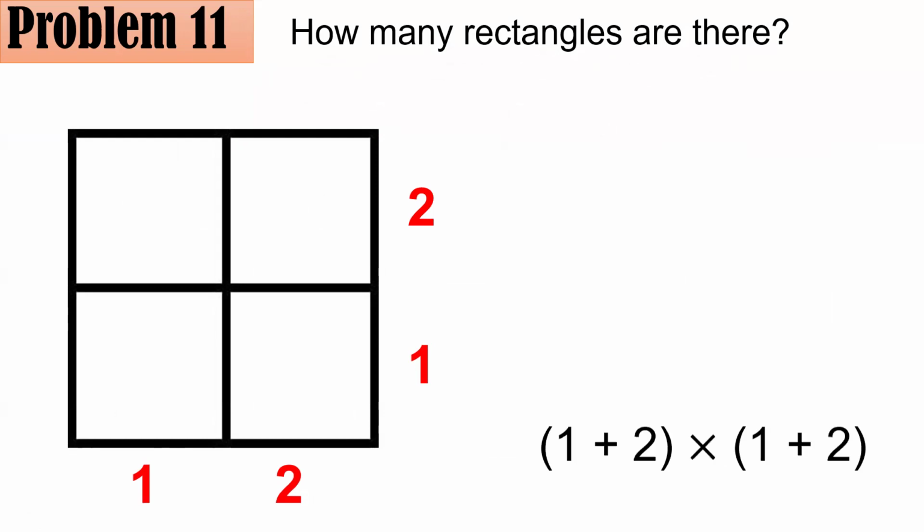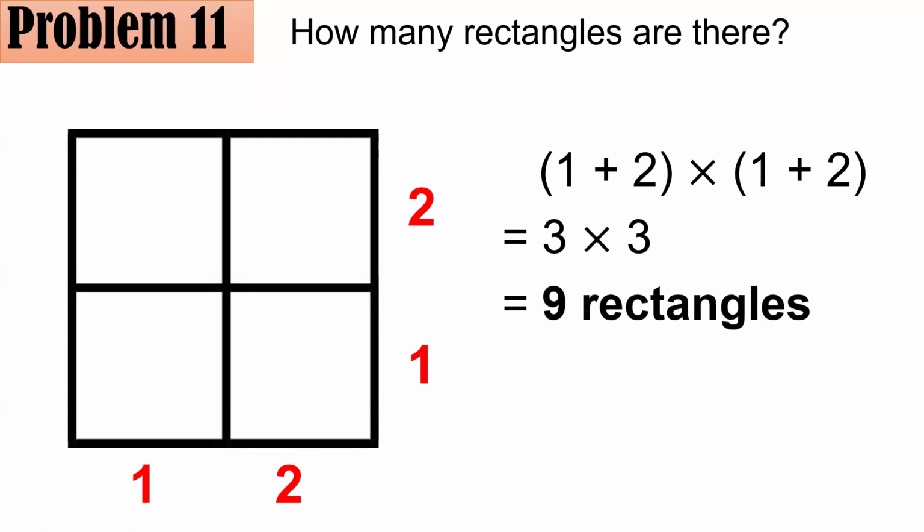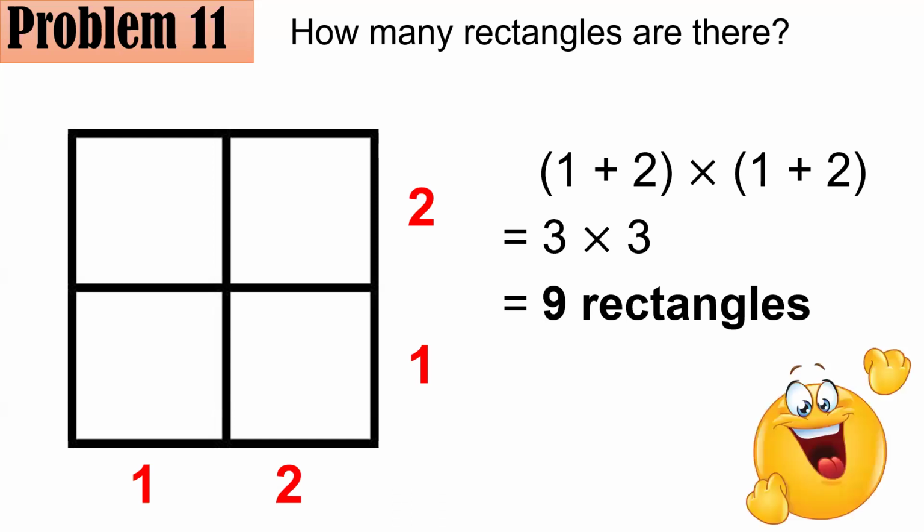And from here, what we have to do is what numbers you see here in the length, you add them. 1 plus 2, it's here. And the same thing should be done on the numbers here as in your width. 1 plus 2. Okay? And after doing them, you multiply. So 1 plus 2 is 3. And the other is also 3. So 3 times 3, that's a total of 9 rectangles in all. And they all come in different shapes and sizes. So if you got 9, great job. Congratulations.